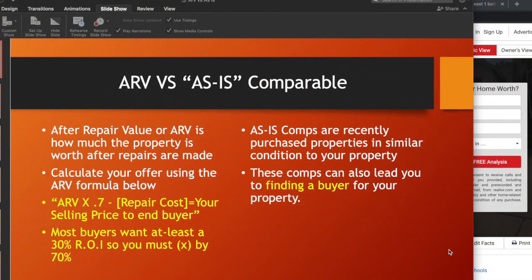So there are two ways to calculate your offer amount. One is using the ARV formula, and another is comparing the subject property to other properties in the area that were recently sold in as-is condition. Let's take a look at both ways, starting with the ARV.